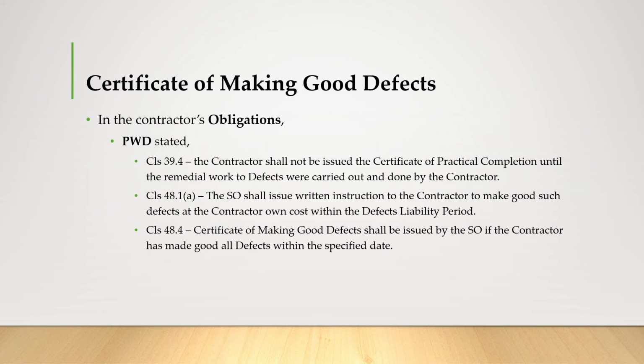In the PWD, the contractor's obligation is stated in clause 39.4. The contractor shall not be issued the certificate of partial completion, the CPC, until the remedial works of defects were carried out by the contractor. Also in clause 48.1a, the SO shall issue a written instruction to the contractor to make good such defects at the contractor's own cost within the defects liability period. And in clause 48.4, the certificate of making good defects shall be issued by the SO to the contractor if the contractor has made good all defects within the specific date.